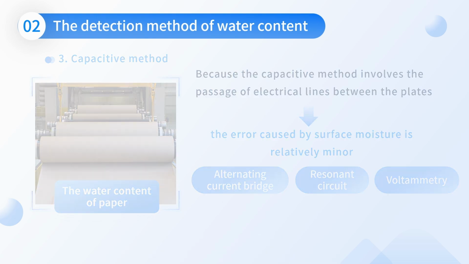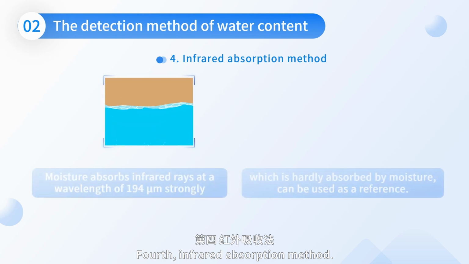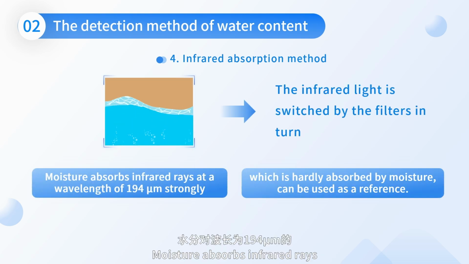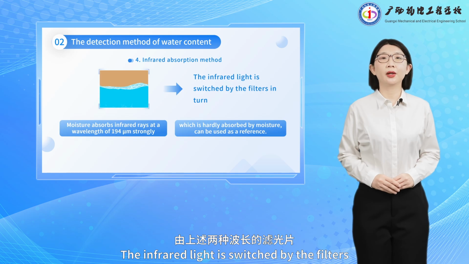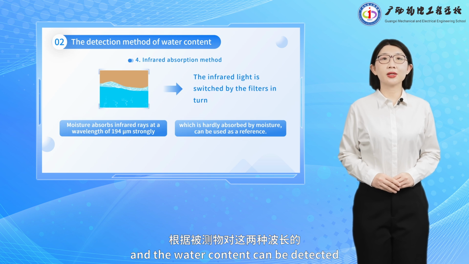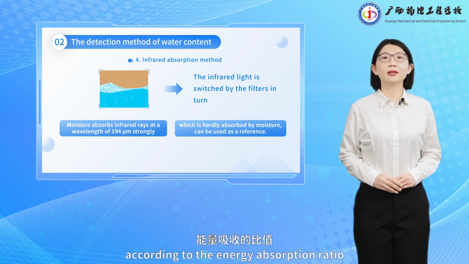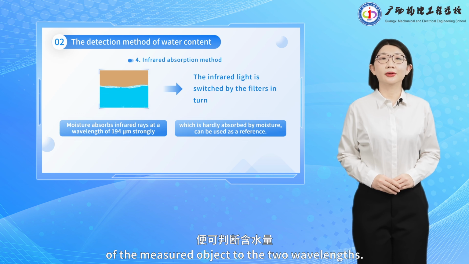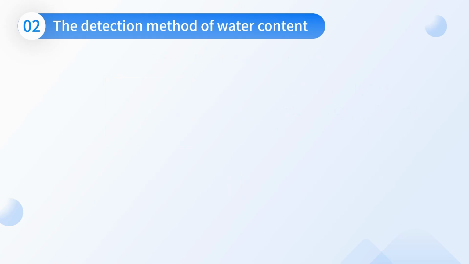As for the measurement of capacitance value, alternating current bridge, resonant circuit, and voltammetry can be used. Fourth, infrared absorption method. Moisture absorbs infrared rays at a wavelength of 1.94 micrometers strongly, and the wavelength of 1.81 micrometers, which is hardly absorbed by moisture, can be used as a reference. The infrared light is switched by the filters of the two wavelengths in turn, and the water content can be detected according to the energy absorption ratio of the measured object to the two wavelengths.